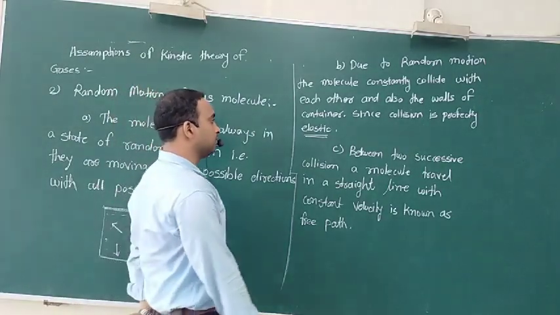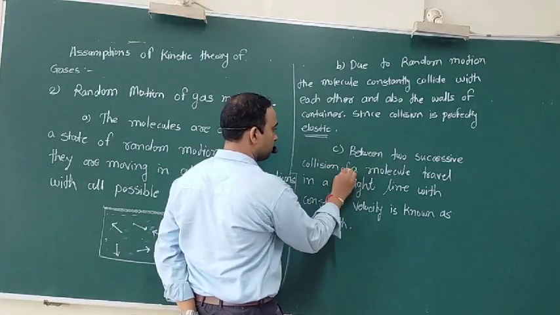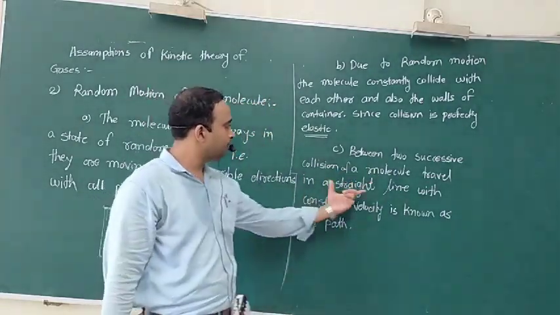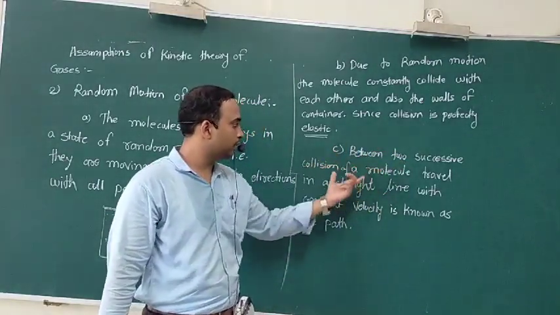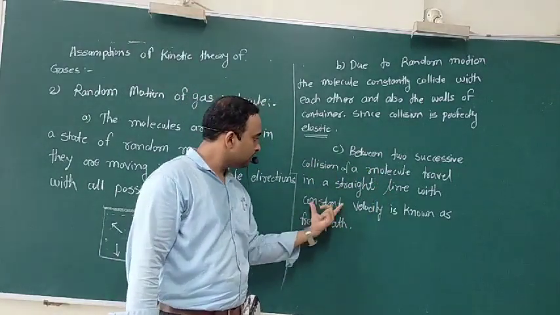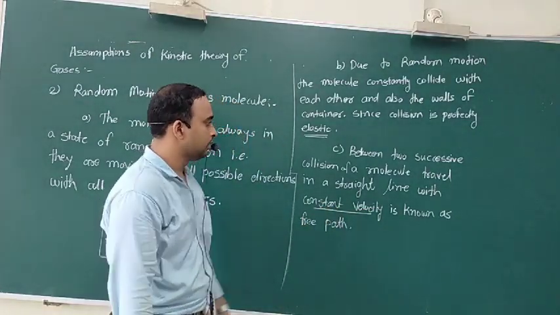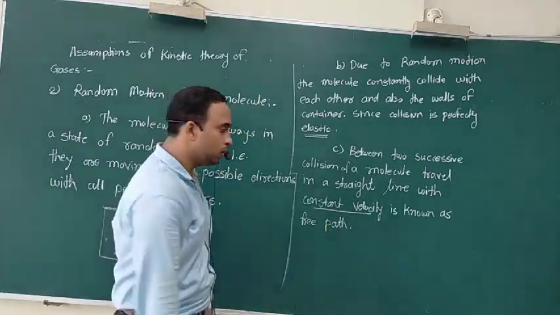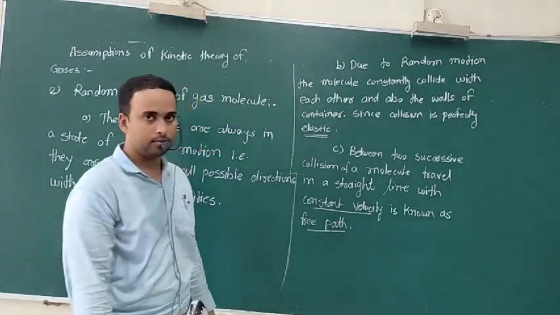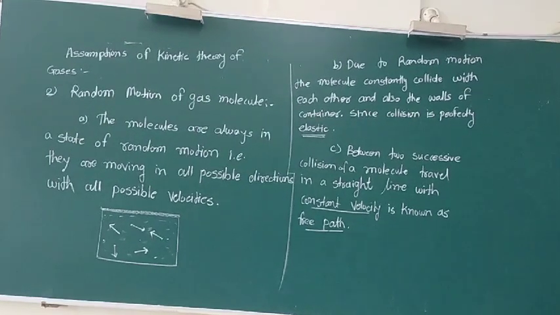Okay. And the next one: between two successive collisions, a molecule travels in a straight line with a constant velocity. This is known as the free path. Okay, these are the assumptions related to the random motion of gas molecules.